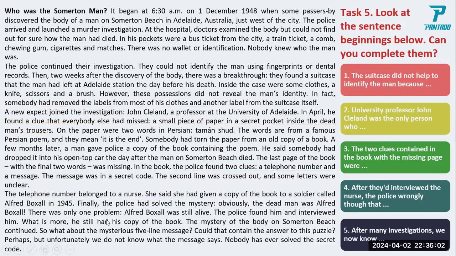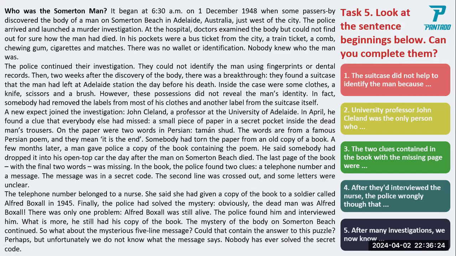Okay. So there was only one problem. Alfred Boxall was still alive. The police found him and interviewed him. What is more, he still had his copy of the book, and the mystery of the body on Somerton Beach continued.